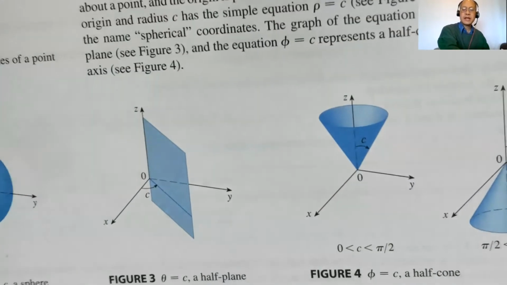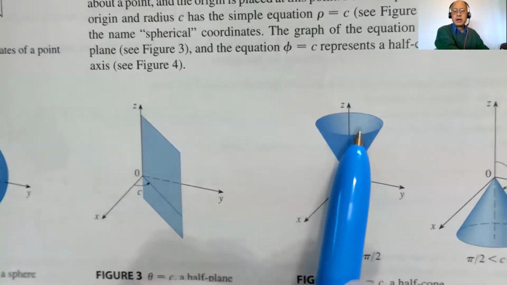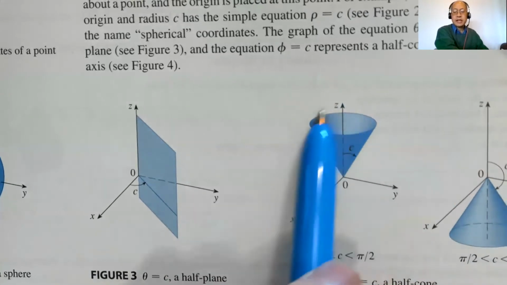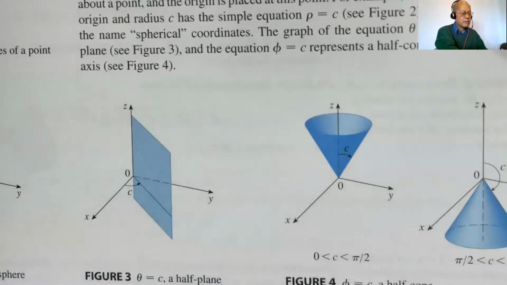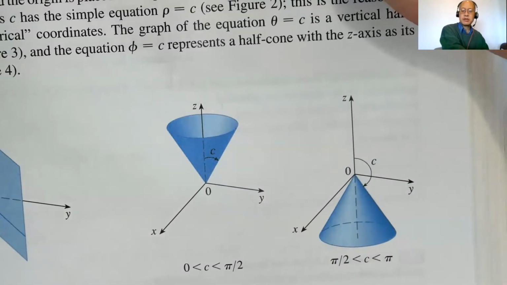Okay, phi equals a constant, you end up with a cone, technically a half cone. So you notice you come down at an angle, and then you let theta change all you want, and let rho change all you want. So you get technically a half cone. A full cone includes the downward part, and that would be the downward part if phi happens to lie between pi over 2 and pi.